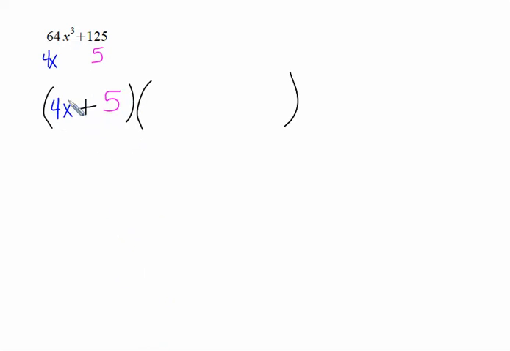In the second set of parentheses, we square the first item. So 4x being squared is 16x squared. The last item, we square the 5 and we get 25. It'll be a plus 25. And for the item that goes in the middle, we simply multiply these two items together. 4x times 5 will be a 20x.